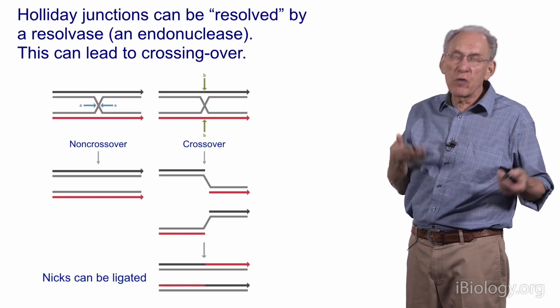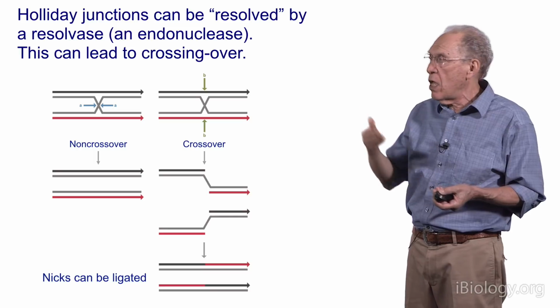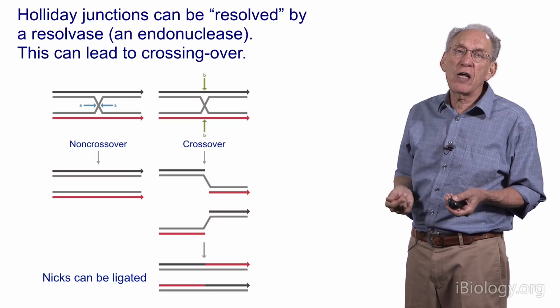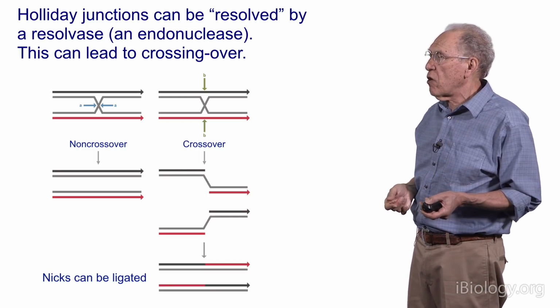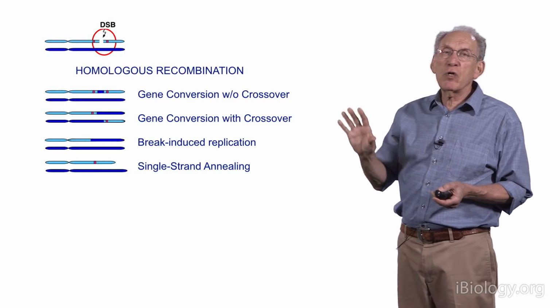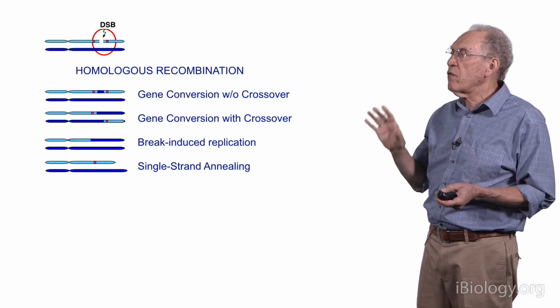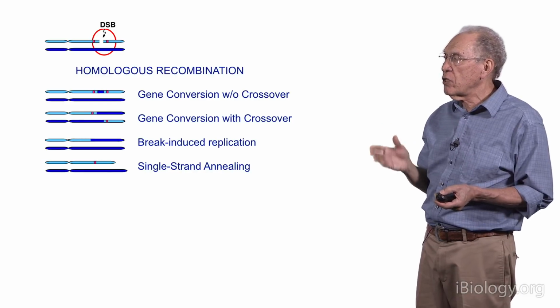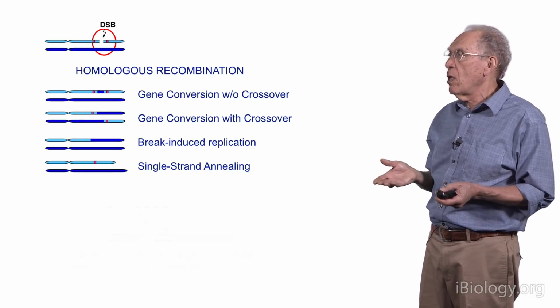And of course, crossovers, which arise frequently in meiosis, turn out to come from this kind of resolution of intermediate structures. So for the rest of the talk, I'm going to talk a little bit more in detail about different mechanisms of homologous recombination that can be used to patch up the double-strand break.